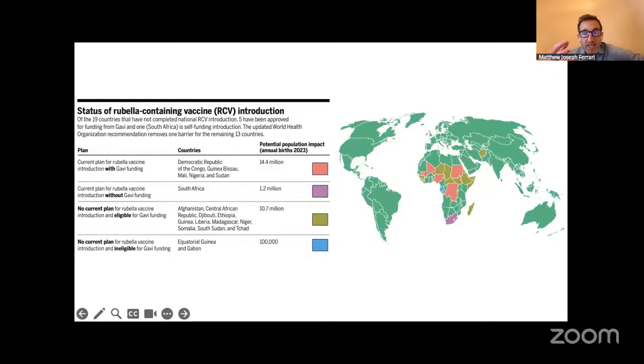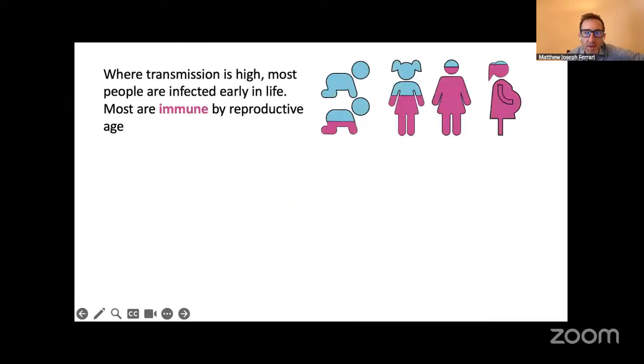Most of the world vaccinates for rubella using a combined MR or MMR vaccine. But at the start of 2024, 19 countries did not. And the reason was that 18 of them couldn't afford to do so on their own. And all of them would have been violating World Health Organization guidance to do so. I'm going to walk through the logic of that and talk about the guidance and the work that we've done to change that guidance.